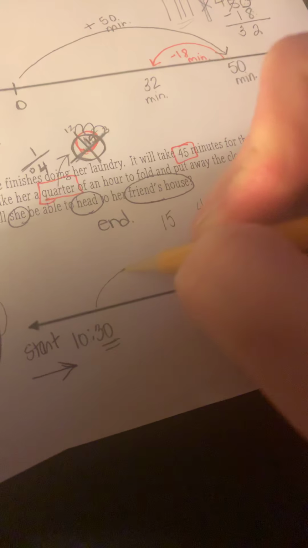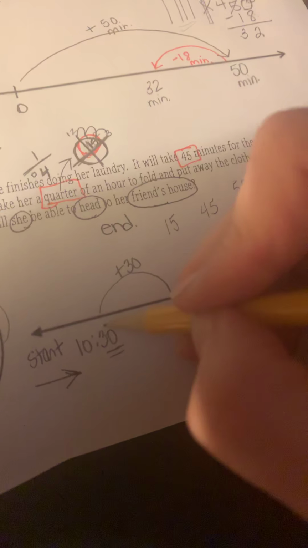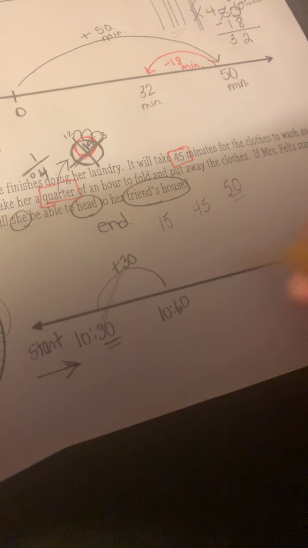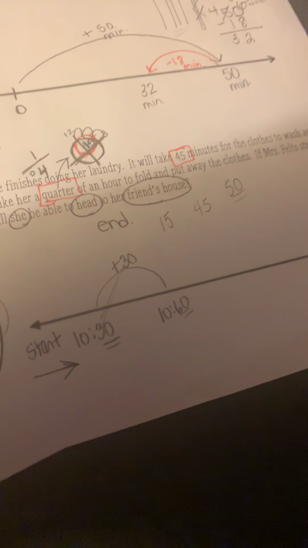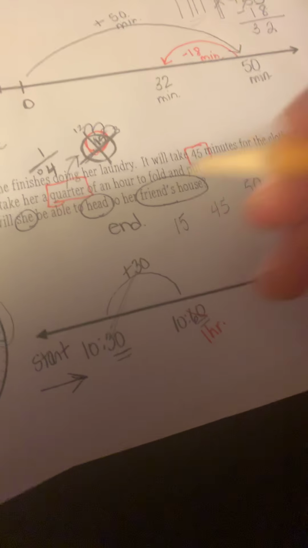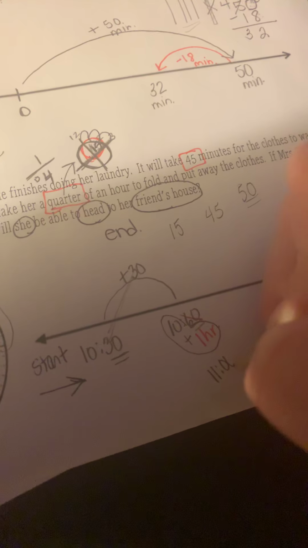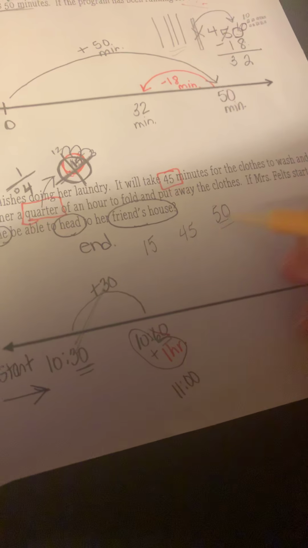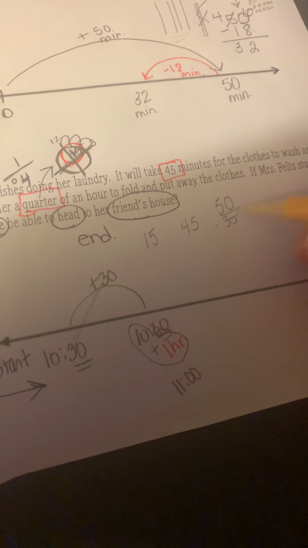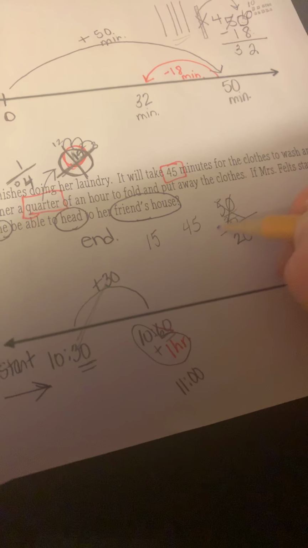So here's what I would recommend. I would recommend jumping 30 minutes, because 30 plus 30 would make it 10:60. And that 60 minutes is really 1 hour. So 10 plus 1 hour, you're at 11 o'clock. All right, but were any of these 30? No. So if we took 30 out of this, what would we be left with? 20, because 5 minus 3 is 2.